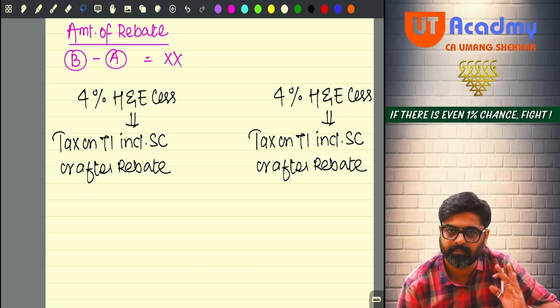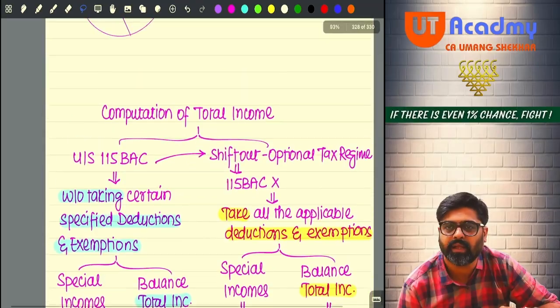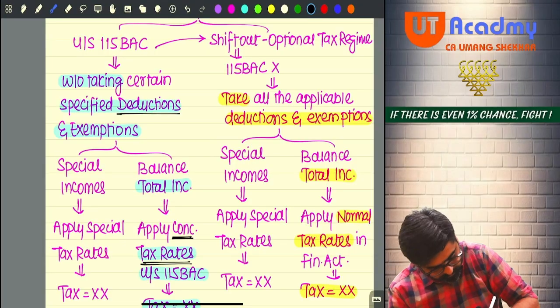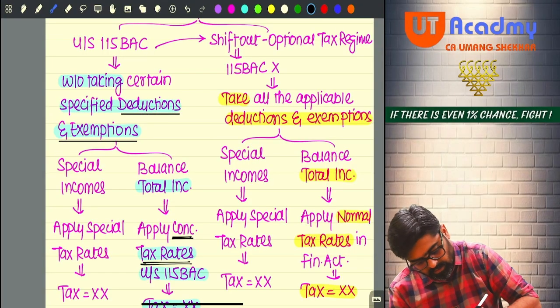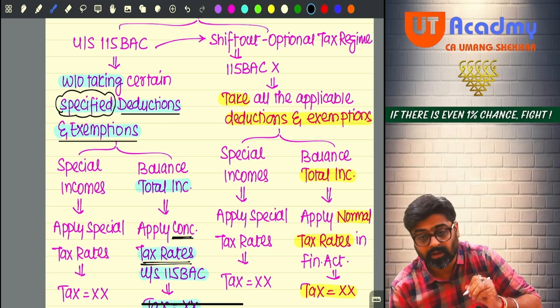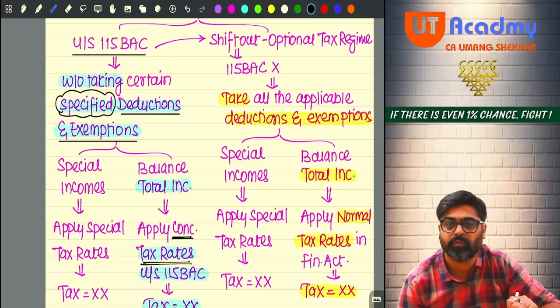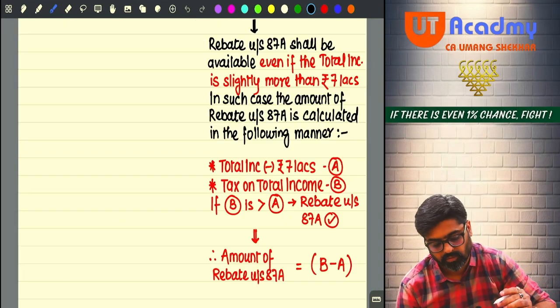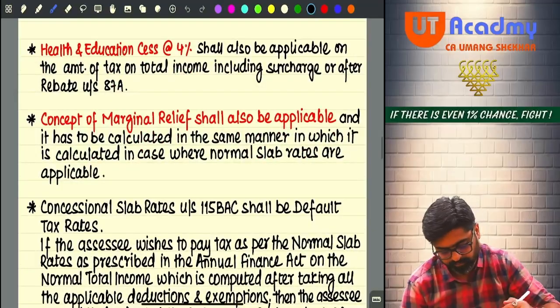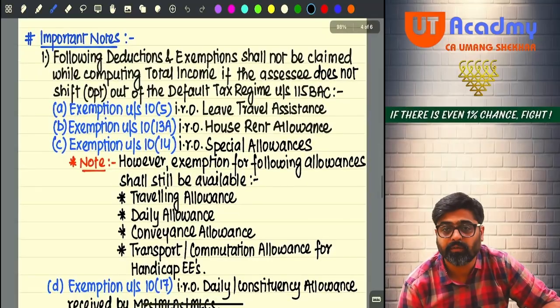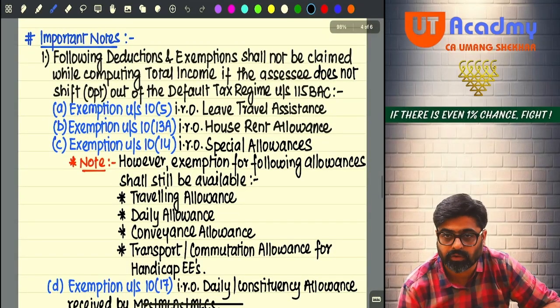Now, did you understand the comparison? Okay, don't make mistakes. Now pay attention: which are the deductions and exemptions which are specified that you cannot take if you are following 115BAC? Okay, so please pay attention. This is given in important notes. Note number 1. Can you see?